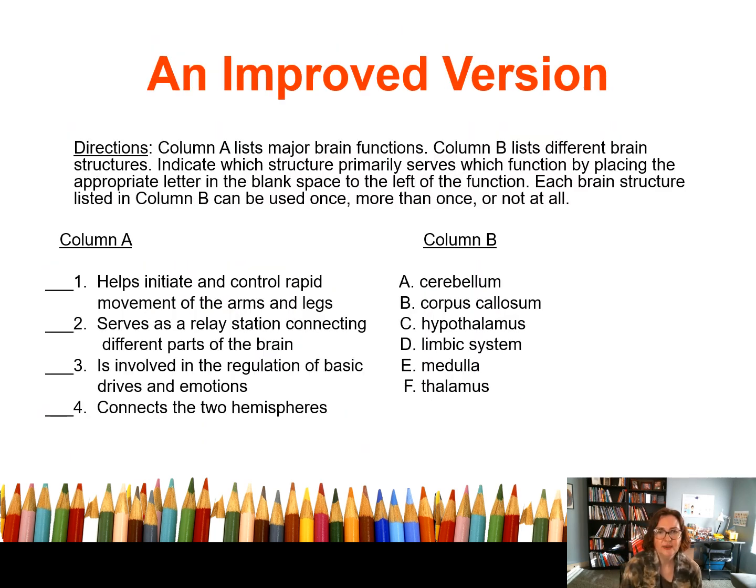So this is an improved version. "Column A lists the major brain functions. Column B lists different brain structures. Indicate which structure primarily serves which function by placing the appropriate letter in the blank space to the left of the function. Each brain structure listed in column B can be used once, more than once, or not at all."